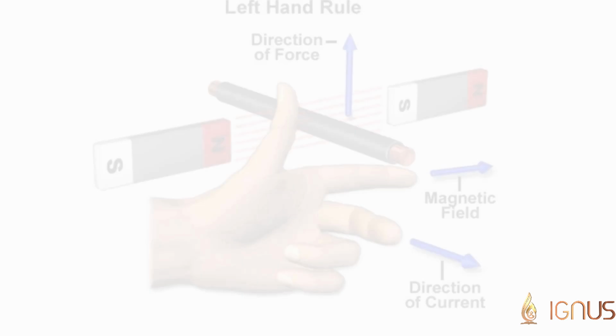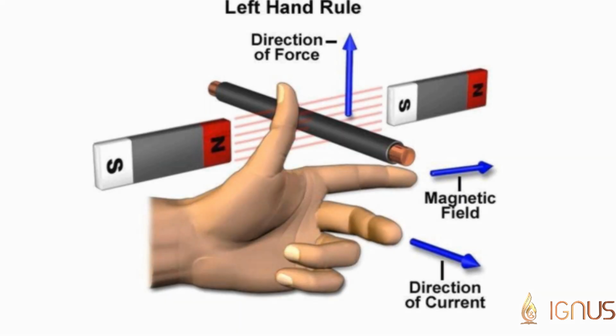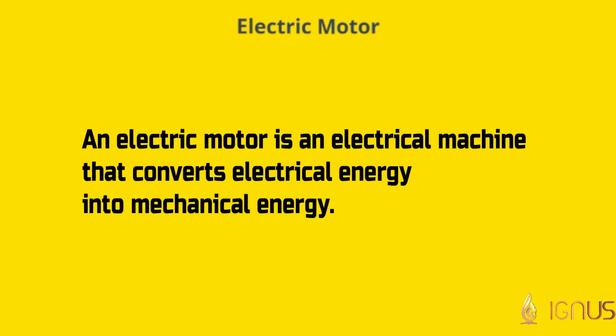The direction of current, magnetic field and force can be illustrated through a simple rule called Fleming's left-hand rule. According to the rule, stretch the thumb, forefinger and middle finger of your left hand so that they are mutually perpendicular. The forefinger shows the direction of field, middle finger current, thumb the direction of motion of force acting on the conductor. Electric motor is a rotating device which converts electrical energy to mechanical energy.